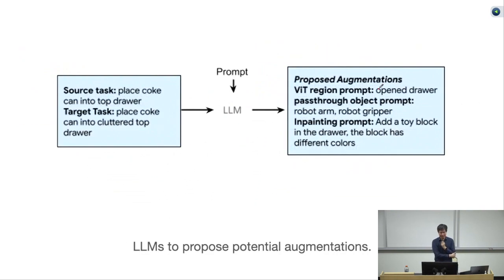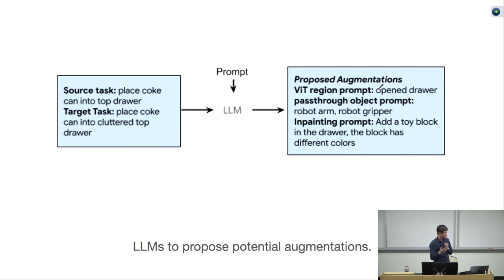In the first step, you have the source task. That's the actual task the robot is collecting data for, such as place Coke can into the top drawer. Then you have a target task. You can say that I want the robot to place Coke in a cluttered top drawer. The key is cluttered. Then with the right prompting, it outputs different prompts. At first, it tells you which region the image should change. For example, the open drawer is where Imagen should change. It also specifies pass-through objects. I don't want to change the robot arm. I don't want to change the gripper.